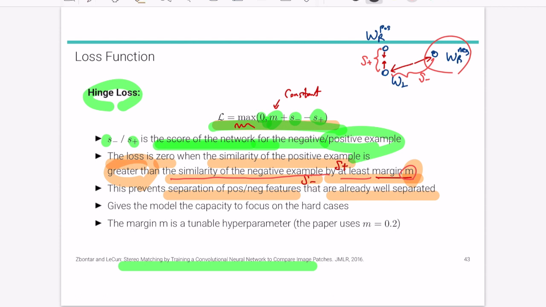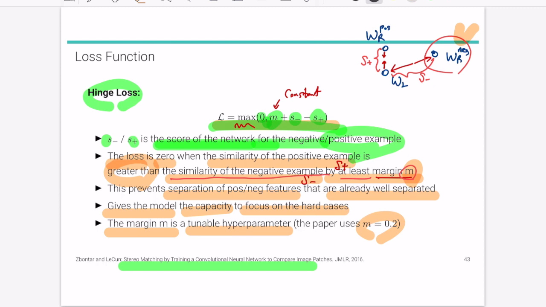In other words, this gives the model the capacity to focus on the hard cases, not just the simple cases, I mean the easy cases. The margin M is a tunable hyperparameter. The paper just used M equal to 0.2.